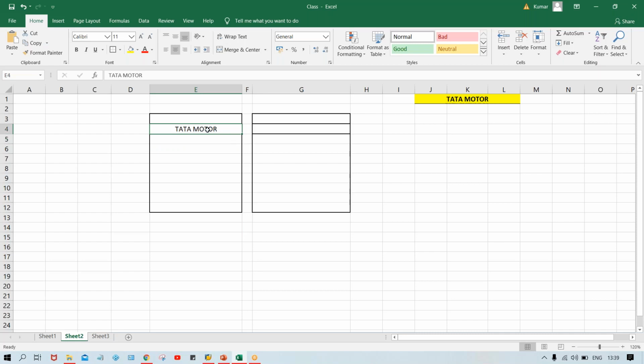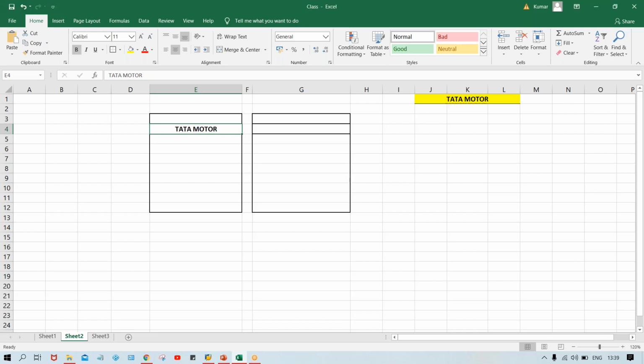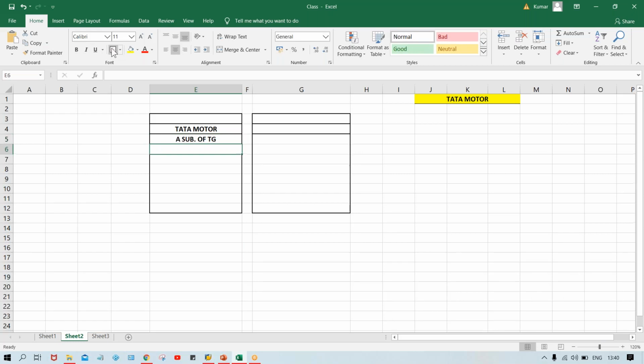Even the registers will have a name, and this is how they are going to identify them, right? So let's suppose this is the sales register, and that too for which subsidiary? Tata Motor, Tata Steel. So it is written on the first page itself: Tata Motor, a subsidiary of Tata Group. I'm writing in shortcut.